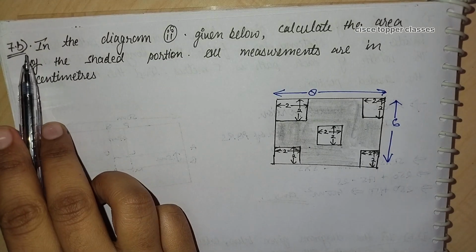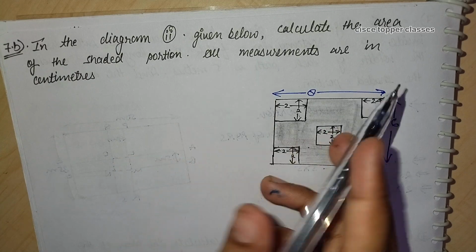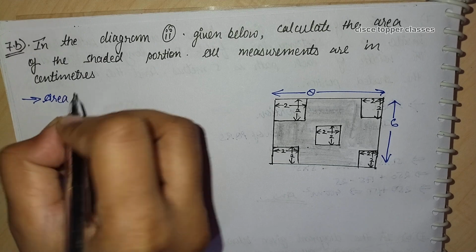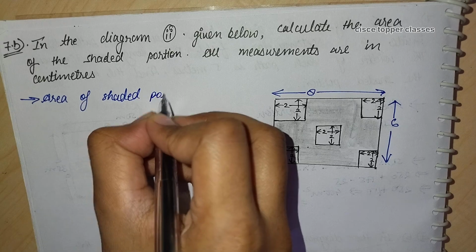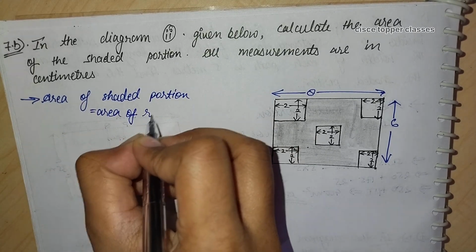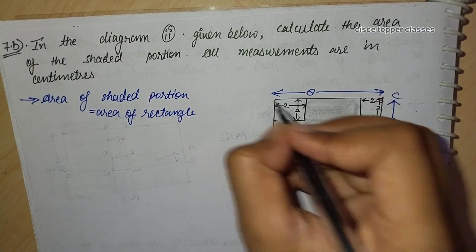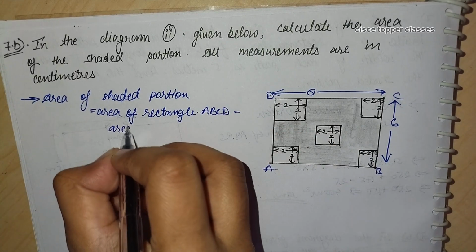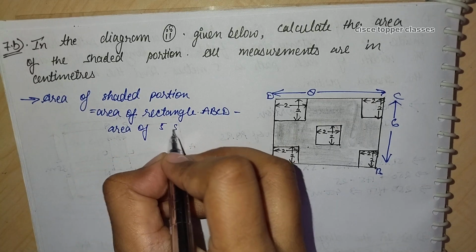Now let us solve here seventh second part. In the diagram given below, we have to calculate the area of the shaded portion and here all measurements are in centimeters. So we can write area of shaded portion as area of rectangle ABCD here. Let this be ABCD minus area of these five squares.